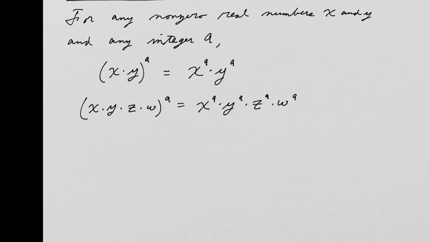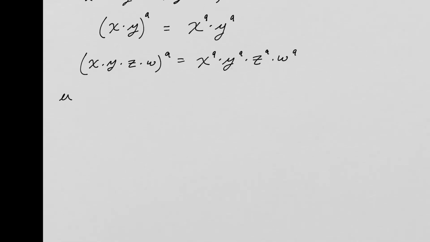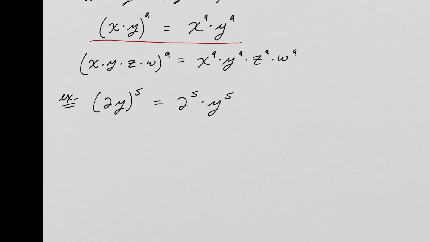Okay, so some examples. Let's say I had 2y to the fifth, right? And I want to expand this out. Well, there's a couple ways you could do this, but this is probably the easiest way, just to use this rule, right? Raising a product to a power. So I could say, well, this is the same as 2 to the fifth times y to the fifth, right? I'm just using this rule right here. The 2 is like my x, the y is my y, and the a is like my 5. So this is the same as 2 to the fifth times y to the fifth.